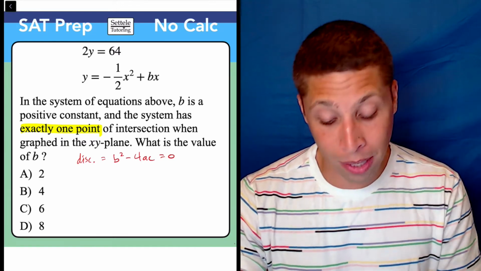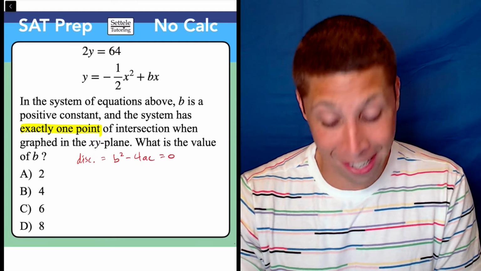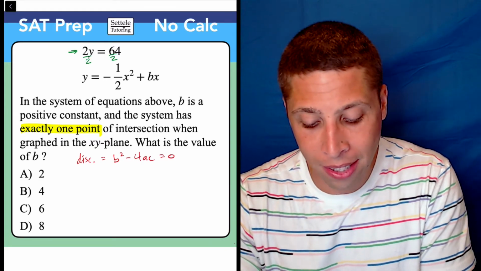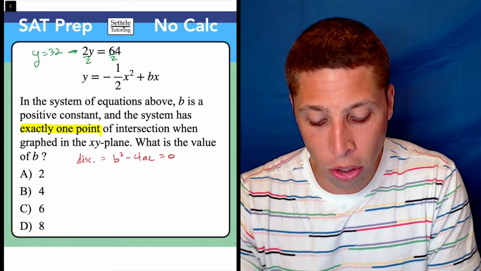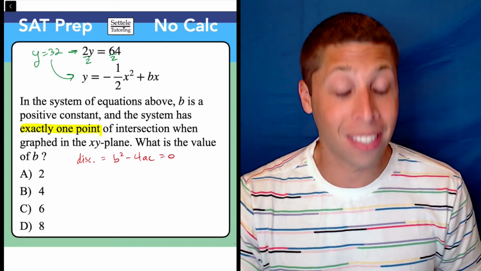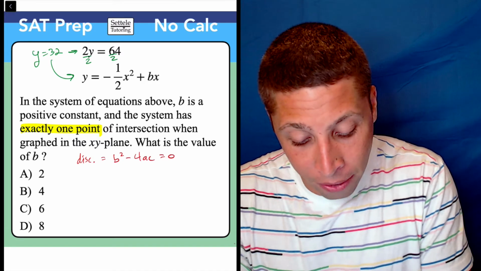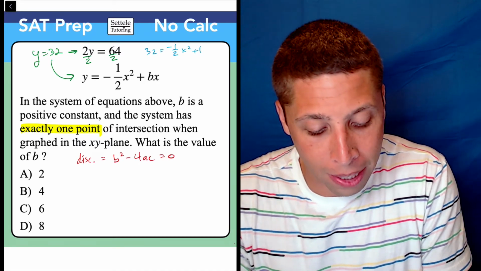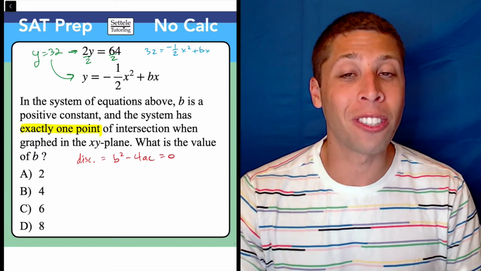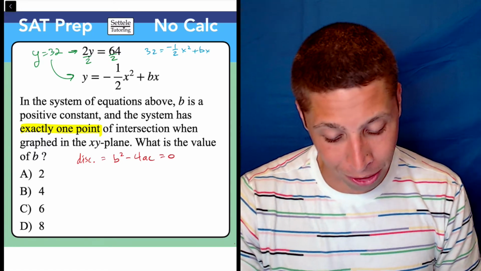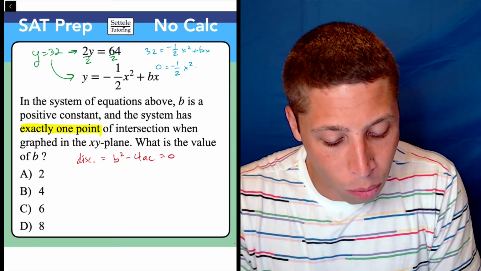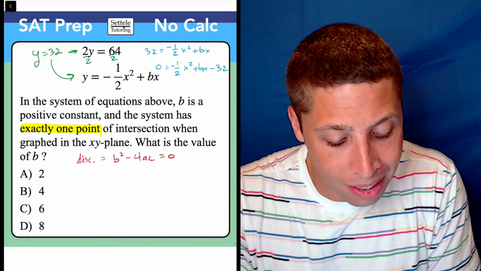So the first step to doing that is, let's make this simpler: 2y equals 64. If we divide by 2 on both sides, we're going to get that y is equal to 32, which we can then substitute into the second equation. And so now we would have 32 is equal to negative 1/2 x squared plus bx, but it's still not in standard form. I need to move the 32 to the other side. So when we do that, we get 0 is equal to negative 1/2 x squared plus bx minus 32.